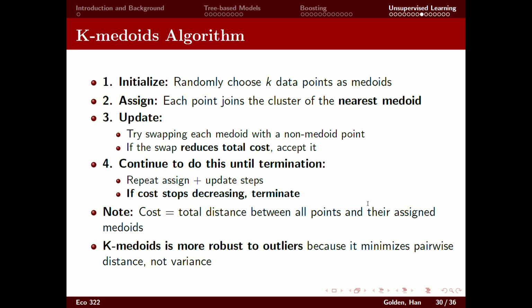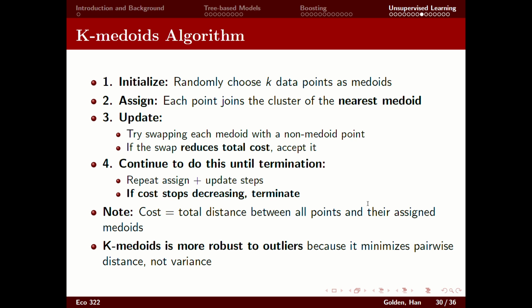K-medoids is like k-means, except you choose k data points as medoids. Each point joins the cluster of the nearest medoid. You try swapping each medoid with each non-medoid point. If the swap reduces total cost, accept it. Continue to do this until termination. Repeat the assignment plus update steps, and if cost stops decreasing, terminate.